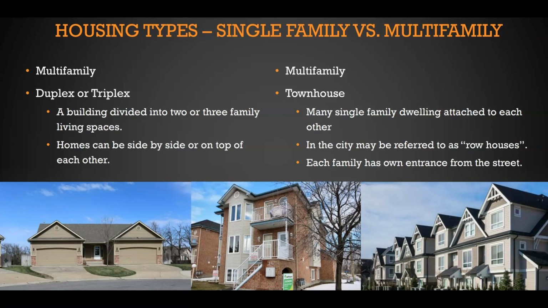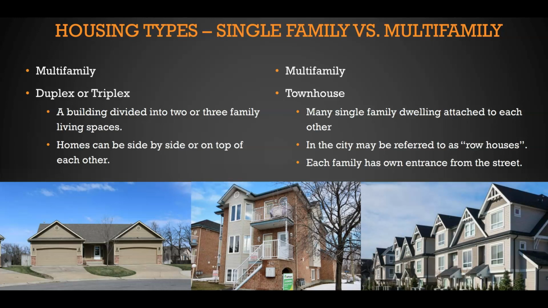Some multifamily housing is in high-rise buildings. Other multifamily housing is in low-rise buildings. These low-rise buildings may include duplexes, which are 2 houses, or triplexes, which are 3 houses together, or quadplexes, 4 homes. In the images below, we have a duplex or a triplex, a building divided into 2 or 3 family living spaces. Homes can either be side by side or on top of each other.